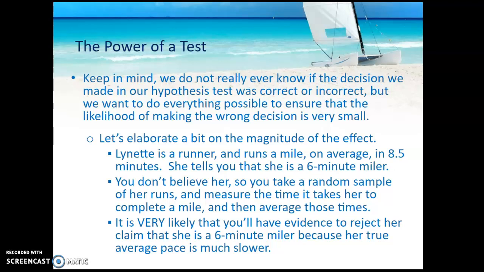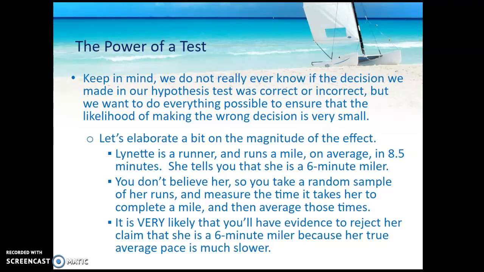Because there's such a big difference between how fast I really run and how fast I claim that I run, our hypothesis test is going to be more powerful because of what's called the magnitude of the effect, also known as the effect size. Okay, so that's a fourth thing that positively increases the power of a test.